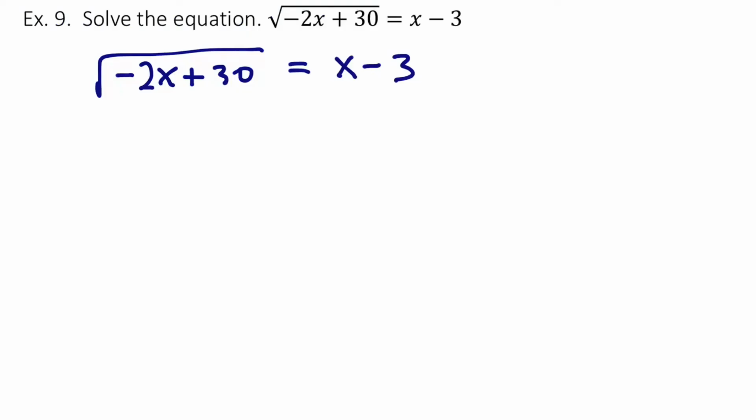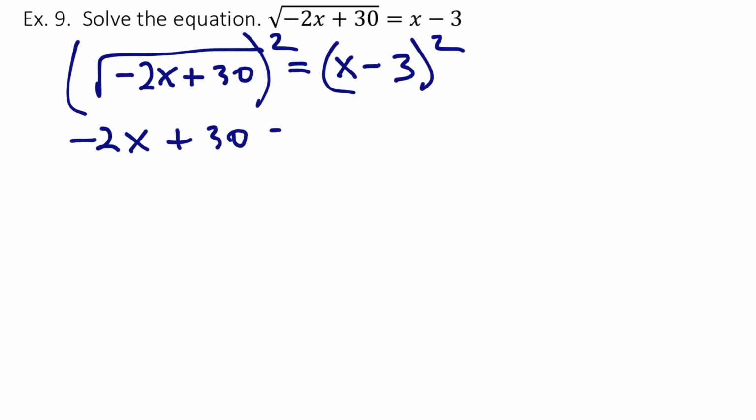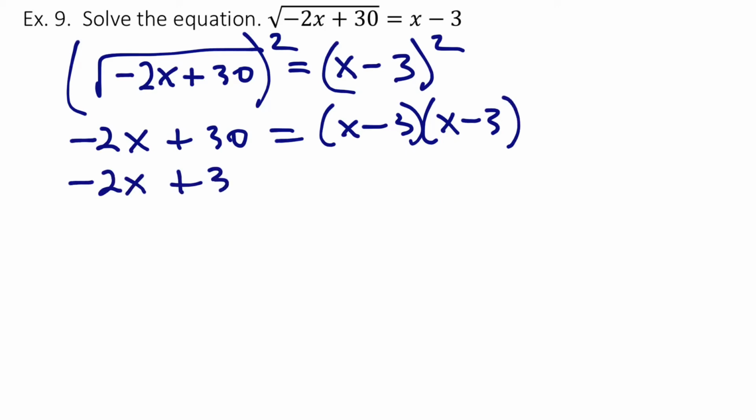Okay, so here we go again. So I'm going to rewrite this. Now it looks like I need to get this radical out of here, so I'm going to square both sides. So here's square both sides. So that takes off my radical. And on the right-hand side, I've got x minus 3 times x minus 3. So let's just carry this out. So I've got x squared minus 3x, so that's minus 6x plus 9.